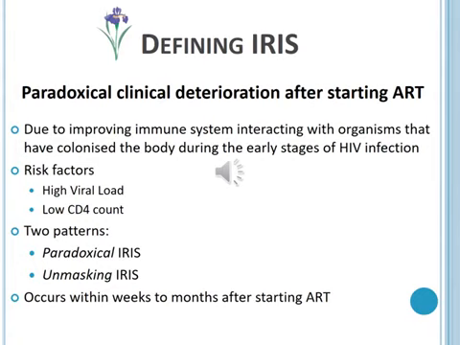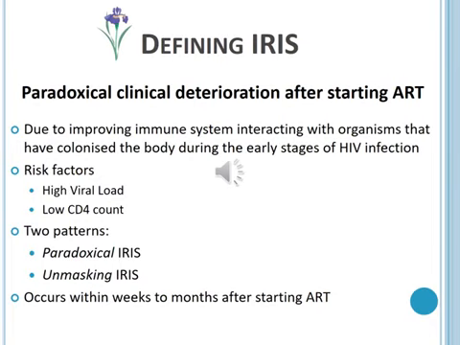So the higher the viral load at initiation and the lower the CD4 count, meaning the severity of your immune suppression, the higher the risk for IRIS. So if you have a patient that presents late in the disease, you should be wary of the patient developing IRIS. There are two patterns that have been recognized: either paradoxical IRIS or unmasking IRIS.